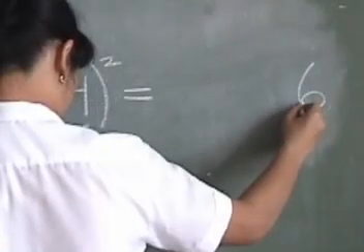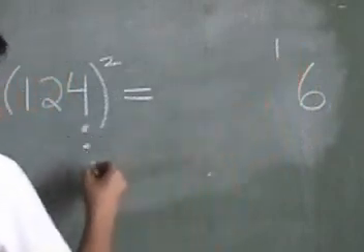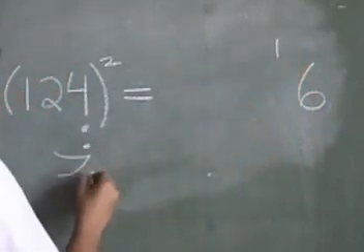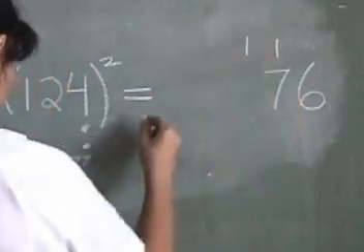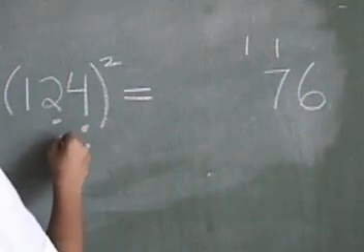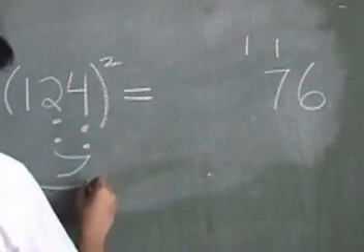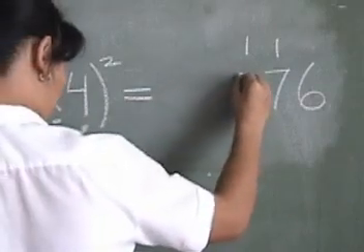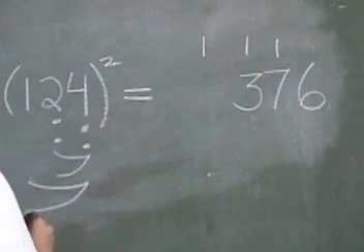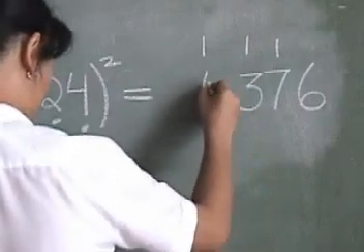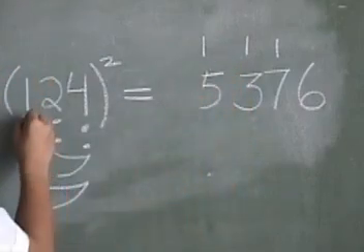Four squared equals 16, carry 1. 2 times 4 doubled plus the 1 we carried equals 17, carry 1. 2 squared plus 1 times 4 doubled plus the 1 we carried equals 13, carry 1. 1 times 2 doubled plus the 1 we carried equals 5. 1 squared equals 1.